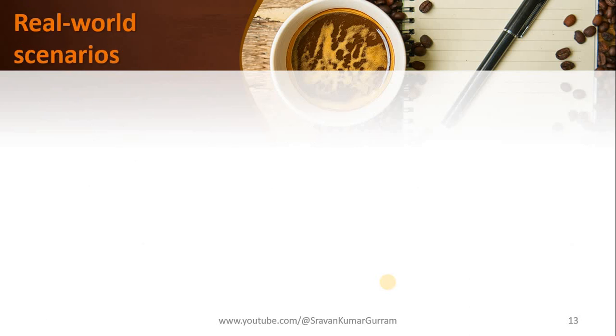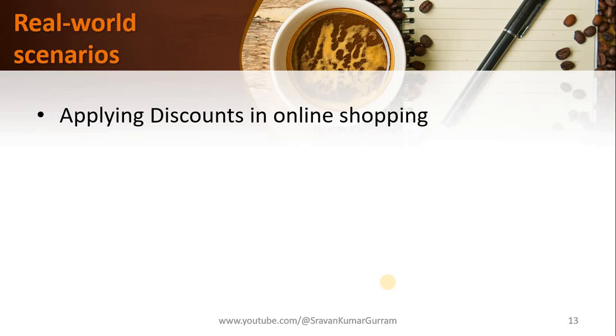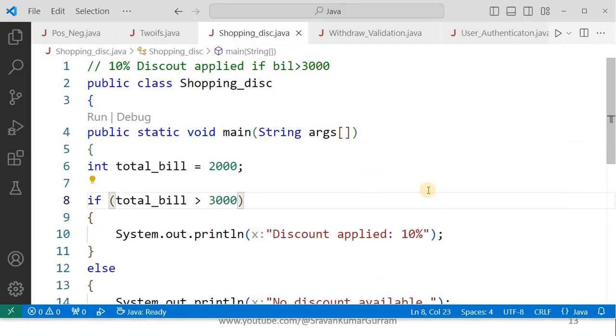Let me show you some real world scenarios where we use if else. Applying discounts in online shopping. Sometimes you may find discount offers in online shopping. For that we use if else. Let me show you the code. See this code.